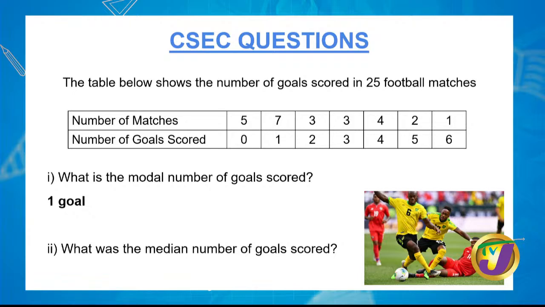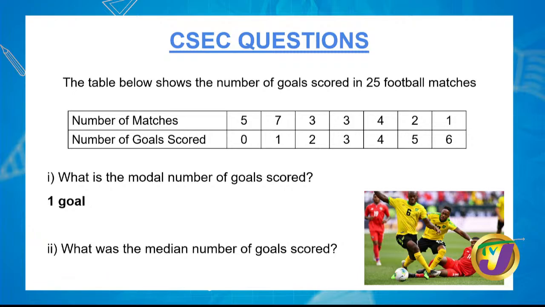So we're trying to find the 13th element from the data set, and we're starting from the ascending side. I'm seeing 5 of them got 0, no goals, and 7 matches would have 1 goal. So I already have 12 matches so far, and I need 1 more match to reach the 13th match. So that would be one of those matches in which 2 goals were scored.